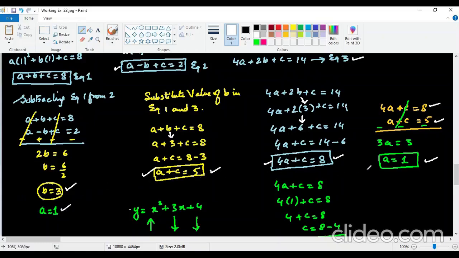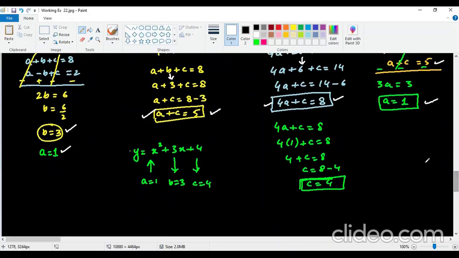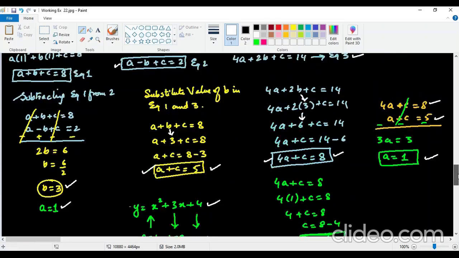Now we'll find out the value of c. Since I know the value of a and b, I will plug the value of a and b into this equation, and we find 4 times a is 4, plus c equals 8, and c equals 8 minus 4. So c equals 4. So all three values are found out, and if I plug these values into the equation, it's going to give us y equals x squared plus 3x plus 4, because c is 4, b is 3 and a is 1. Now moving on to the next question.